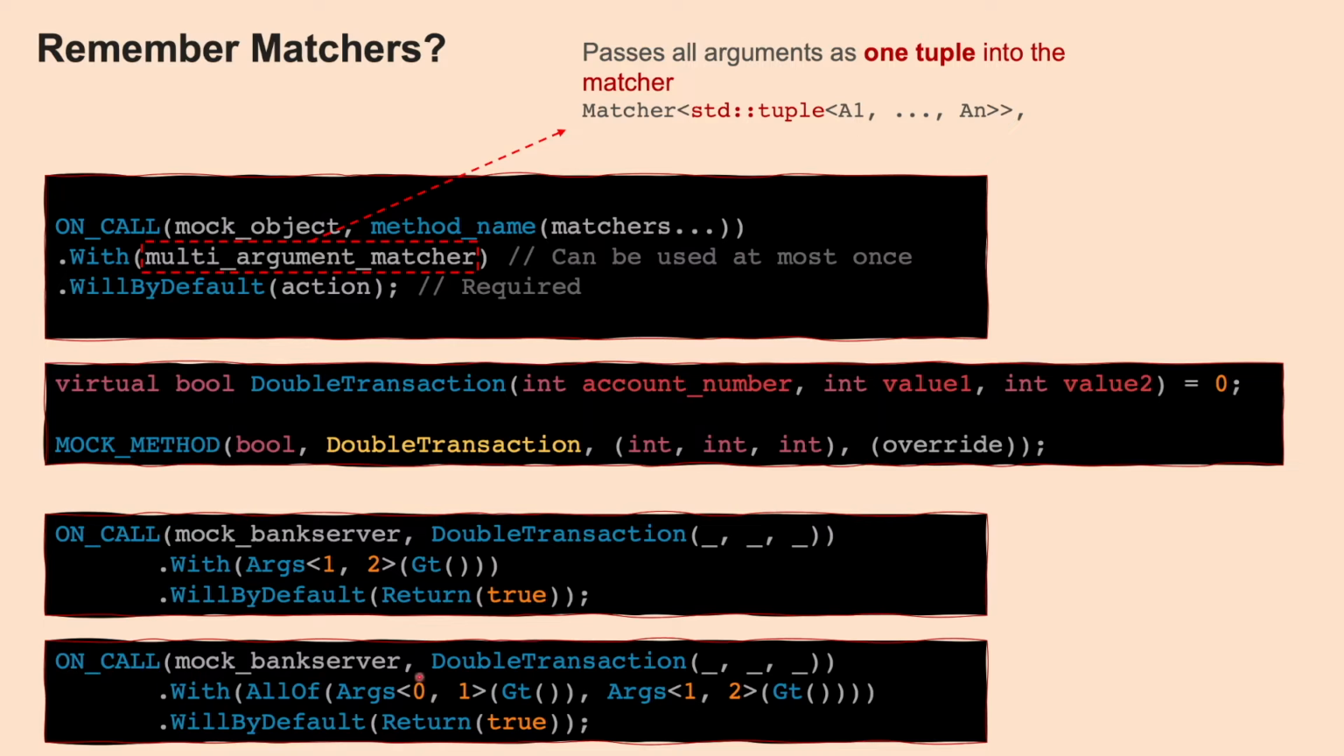In this other example, I'm saying if doubleTransaction was called with any parameter, using .with, I'm specifying take argument 0 and 1 and make sure argument 0 is greater than 1, and also take argument 1 and 2 and make sure argument 1 is greater than 2. Again, AllOf forces these two to be satisfied at the same time. If both of these are satisfied at the same time, only then return the value of true. And finally, the last part of onCall is WillByDefault, which means that anytime this function was called, do this action. We will talk about the action in detail in a few minutes.